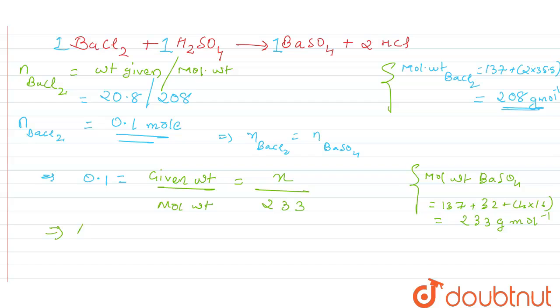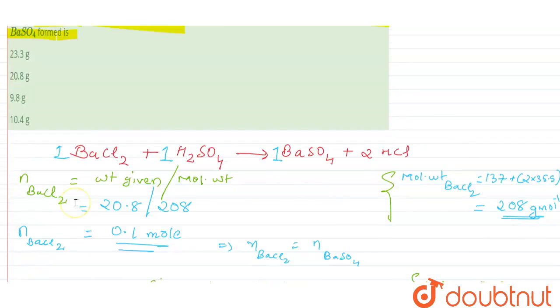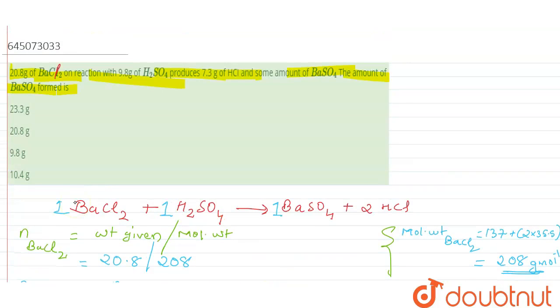That means the amount of barium sulfate formed is equal to 233 times 0.1, correct? Now once you do this, 233 into 0.1 is 23.3 gram. So the answer for this question would be 23.3. Checking the options which we are having, in option A we have 23.3 grams, so this will be the correct answer, and the rest are 20.8, 9.8 and 10.4. So the only correct answer is 23.3 gram.